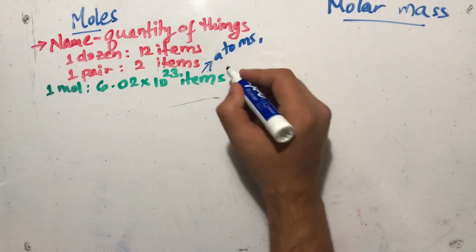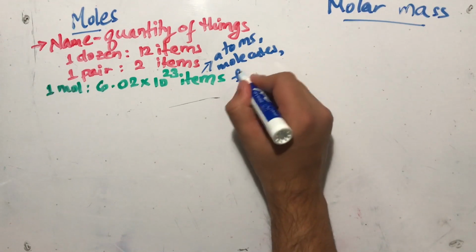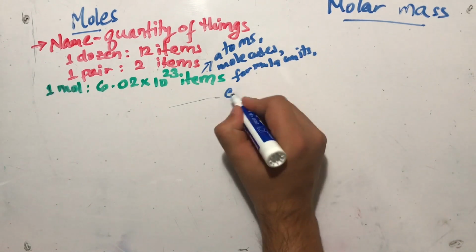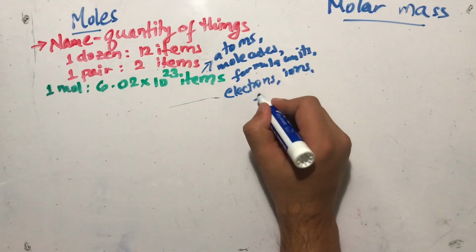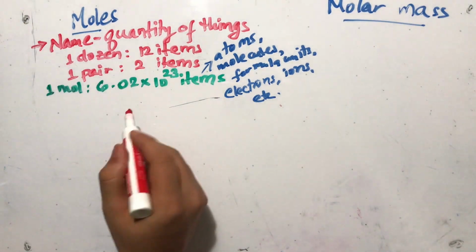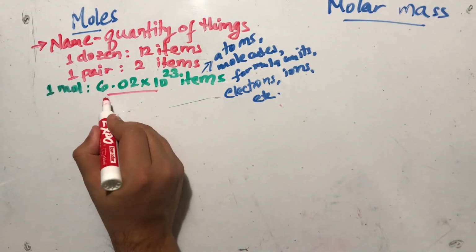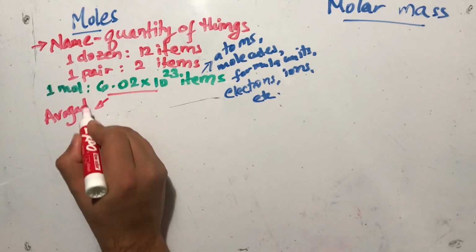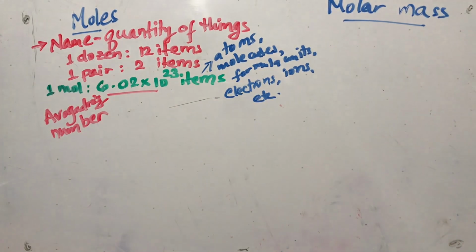The only difference is in chemistry we don't really say items, we say atoms, molecules, formula units, electrons, ions, etc. And this special number, 6.02 times 10 to the 23rd, has a name. It's called Avogadro's number. Okay.